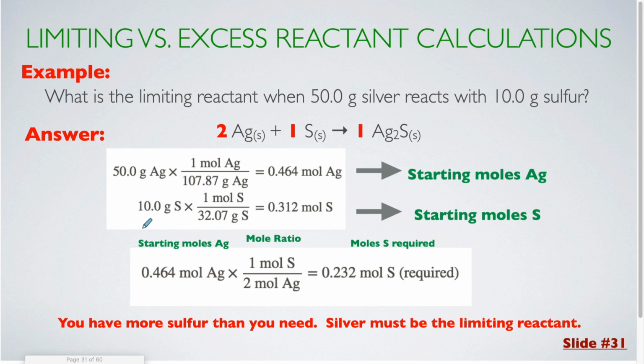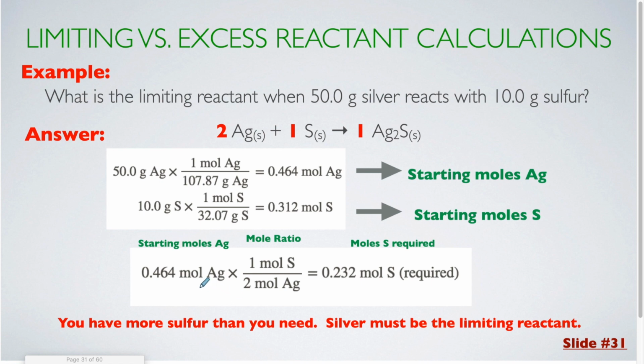You have 10 grams of sulfur, you do a one-step mole conversion for that, and you end up with 0.312 moles of sulfur. So both of these amounts are the amount of moles of silver or sulfur that will be required in order to drive the reaction to completion. Your next step would be to take one of these two values, so here we're starting with the moles of silver, and you convert that into the actual amount of the other reactant that you would need.